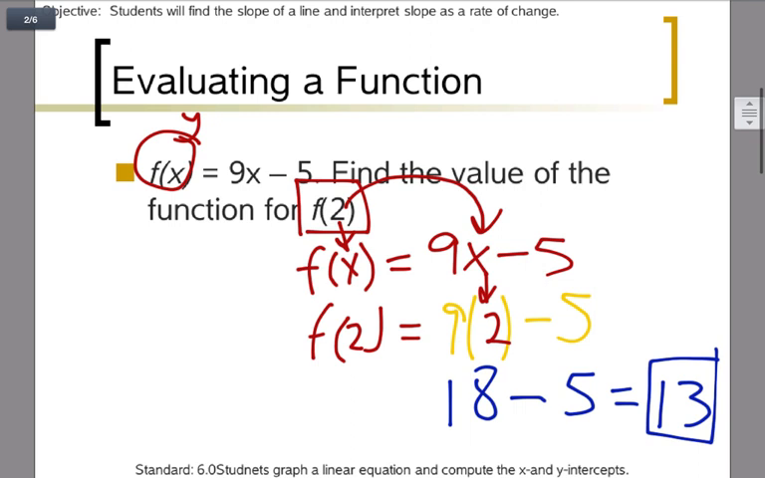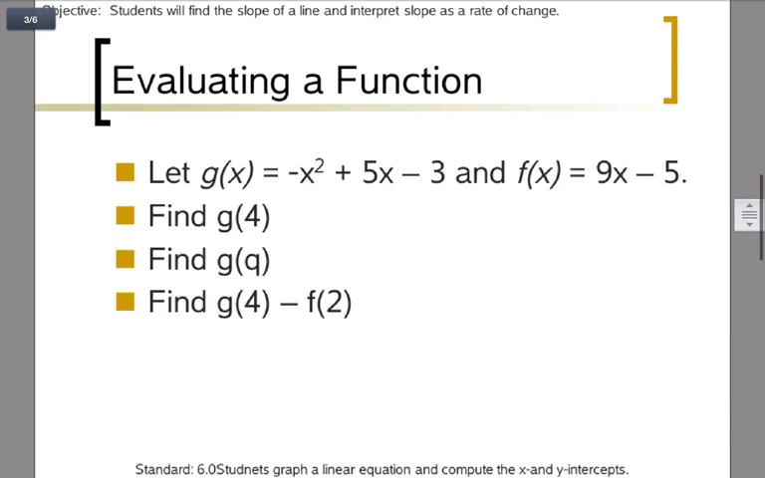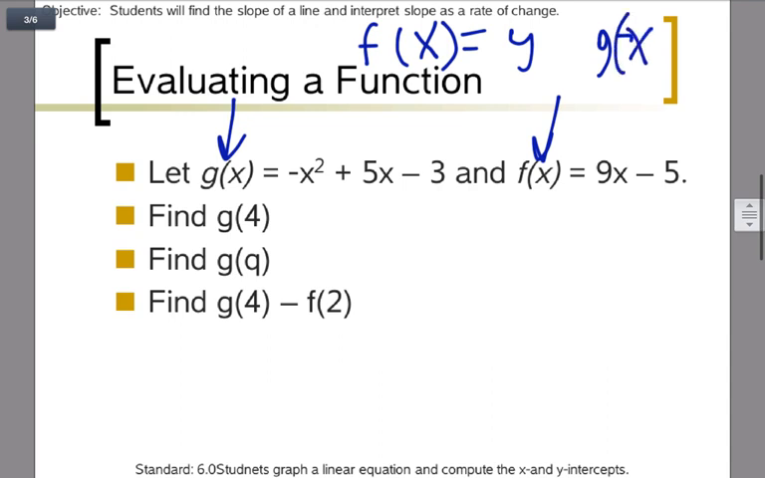So that's it for function notation, or that's the difficulty at the beginning of function notation. Of course, we make it a little bit more complicated because now we start giving two different equations. I've got g of x and I've got f of x. F of x is equal to y, and g of x is also another thing that could be equal to y. They're just saying they're different equations. They're not the same equations, they're two different ones.